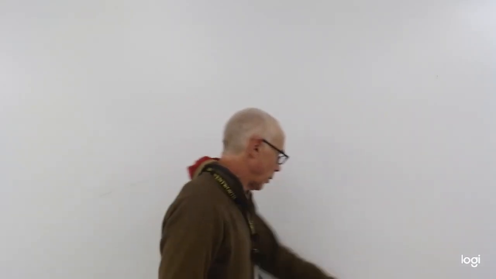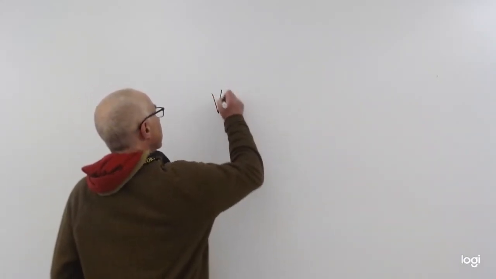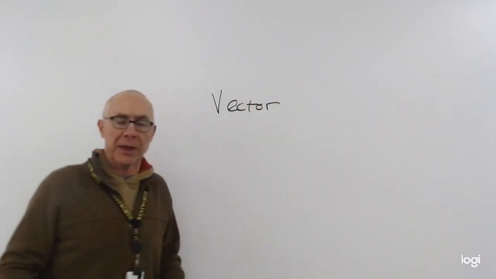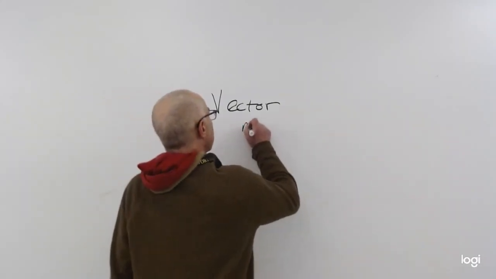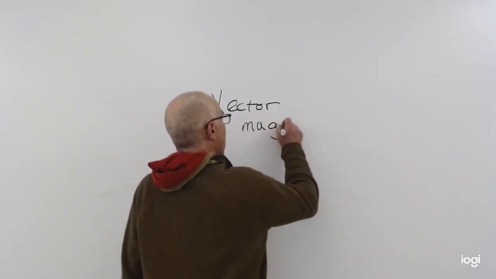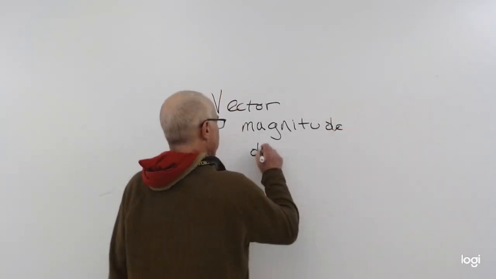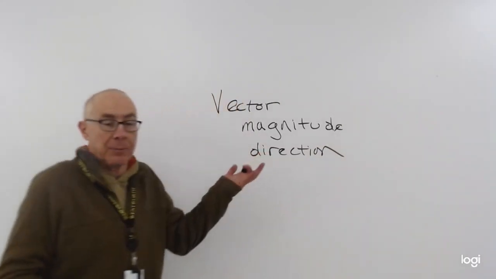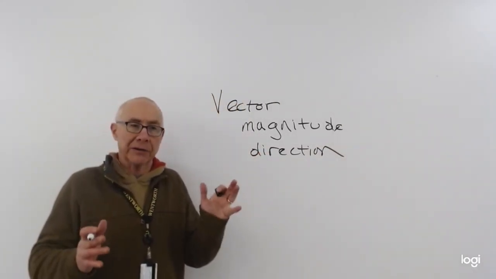Okay, so what is a vector? A vector quantity is essentially, let me write it here, vectors. It's essentially something that has a magnitude and a direction. All right, so magnitude means how much there is, and it has some direction.